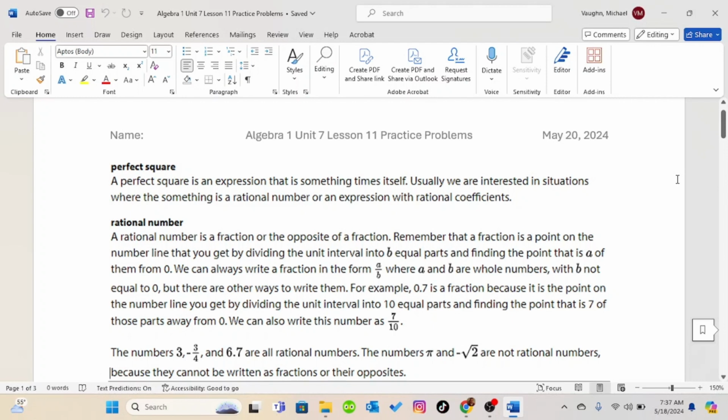The numbers 3, negative 3/4, and 6.7 are all rational numbers. The numbers pi and negative square root of 2 are not rational numbers because they cannot be written as fractions or their opposites.